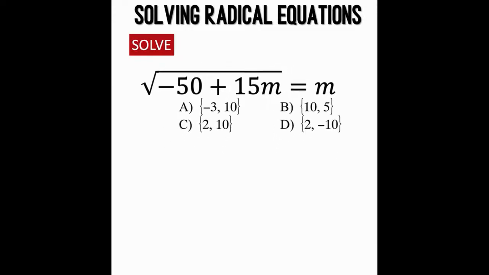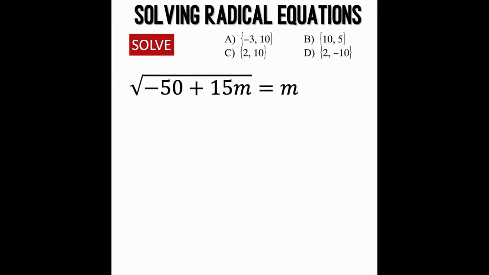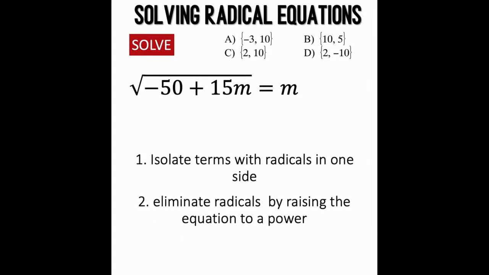Now, when solving for radical equations, there are two things that we would like to accomplish. Number one, we would like to isolate the terms with radicals in one side of the equation, whether at the left side or at the right side. But not all the time that is possible. And number two, we would like to eliminate the radicals by raising the equation to a power.